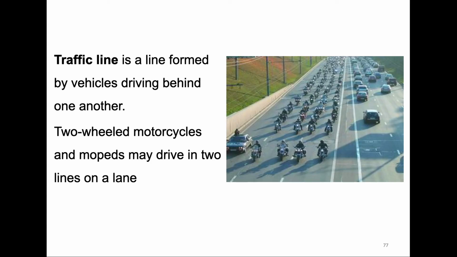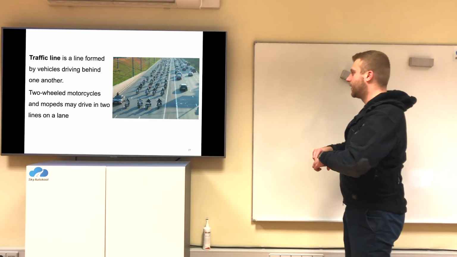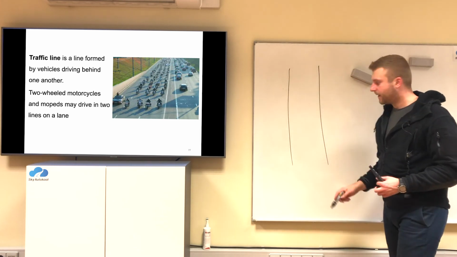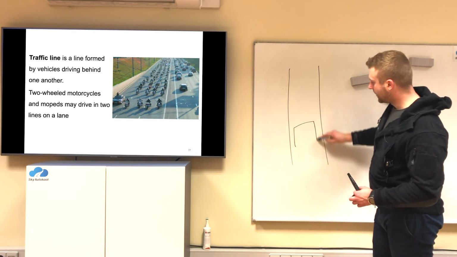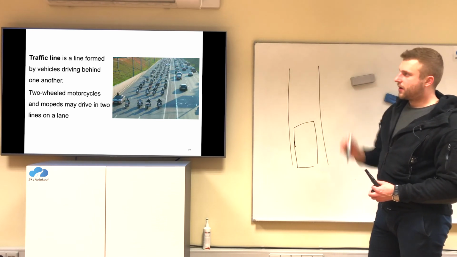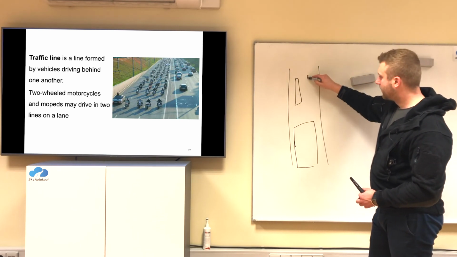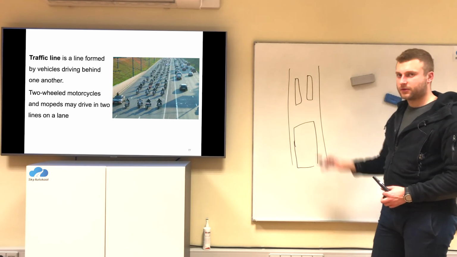Traffic line. A traffic line is a line formed by vehicles driving behind one another. So two-wheeled motorcycles and mopeds may drive in 2 lines on a lane. So we have a lane. Let's say it's one lane. A car moves here in one traffic line, but motorcycles move here in two traffic lines, but still on the one lane.